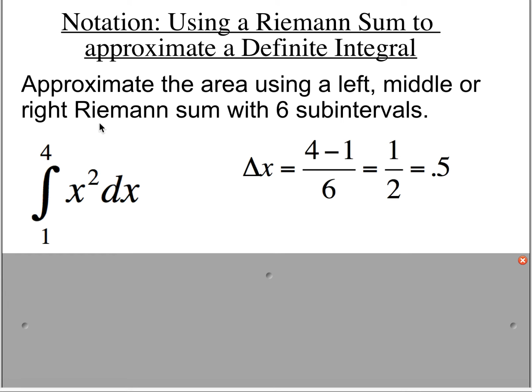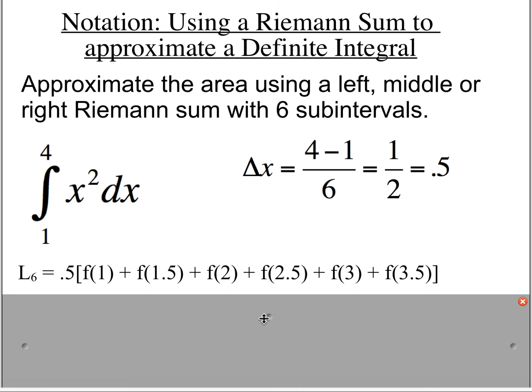And so what we do is we take our limits of integration, so we're going from 1 to 4, and I want to use 6 subintervals. So I do 4 minus 1 is 3 over 6, and I get a width of 1/2 or 0.5. And then to find a left, a middle, or a right, my lefts are going to be, and I'm not giving you the values for this, I'm just showing you how to do it. So my width, once again, is the same. It's always going to be 0.5.